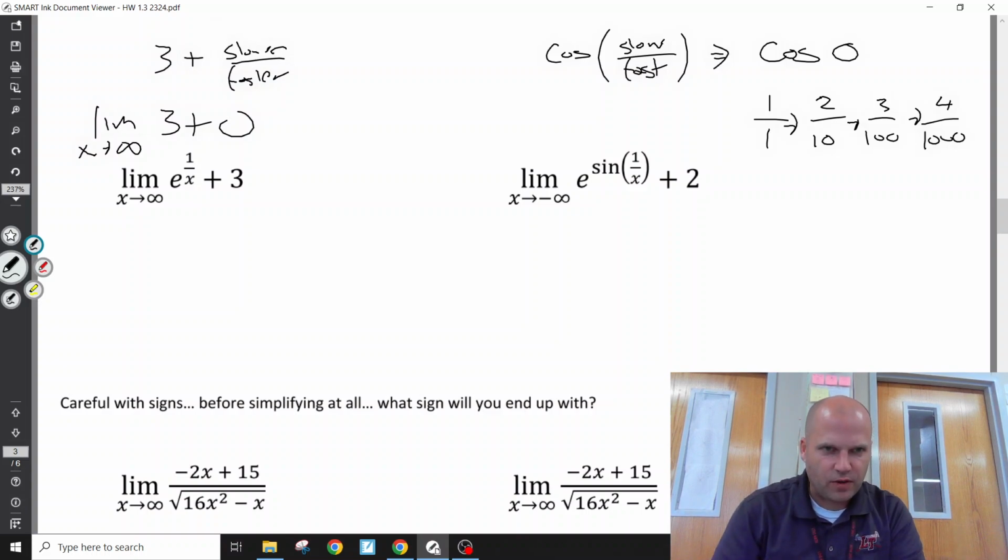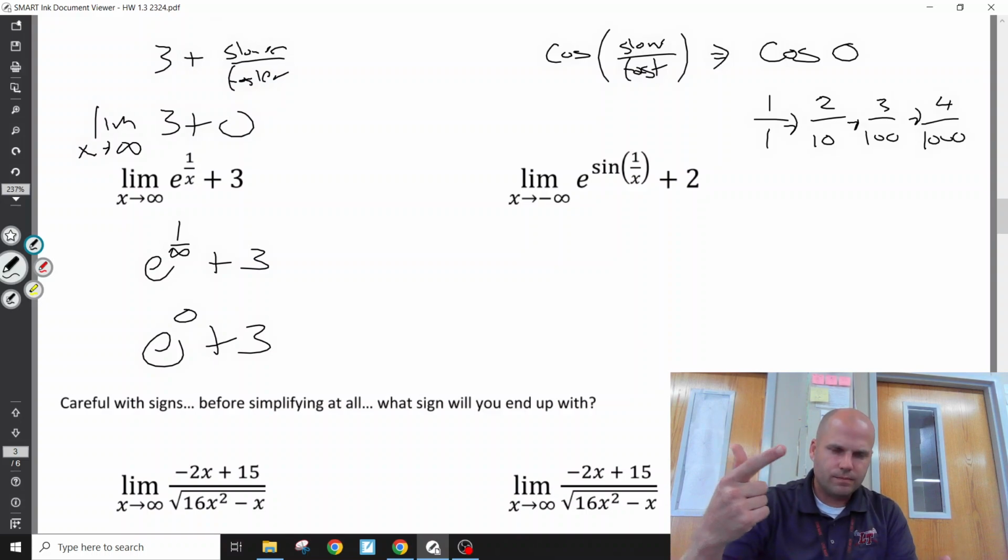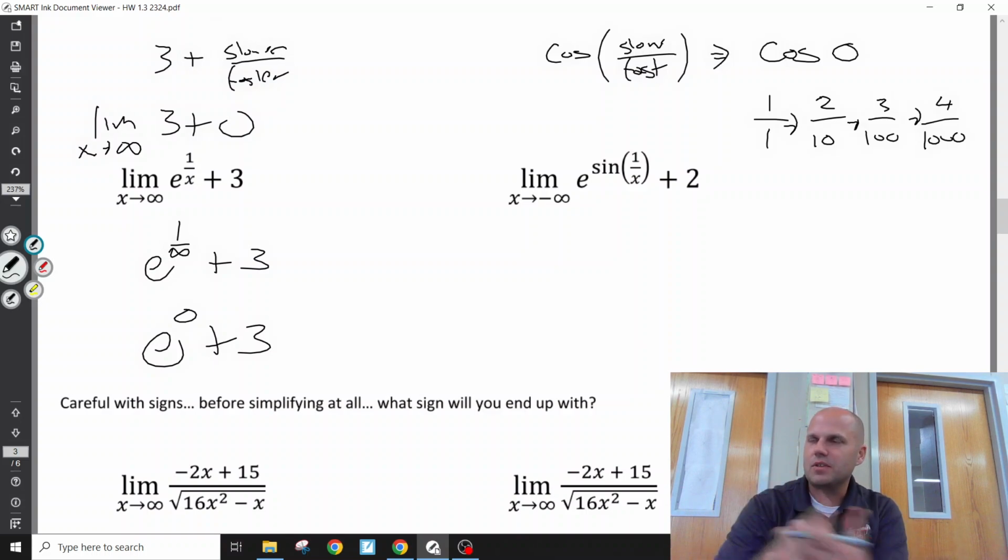If I plugged in infinity here, you might be like, oh, cross out the 3, but this 1 over x is in the power of e. You think about 1 over infinity, well, isn't that just like e to the 0? What's e to the 0? That's 1. Oh, yeah. Something to the 0 power is 1. So 1 plus 3 is actually 4. It's a fun one.